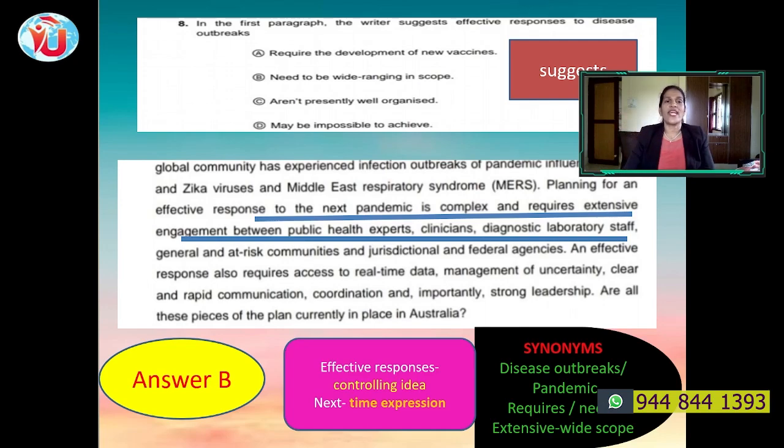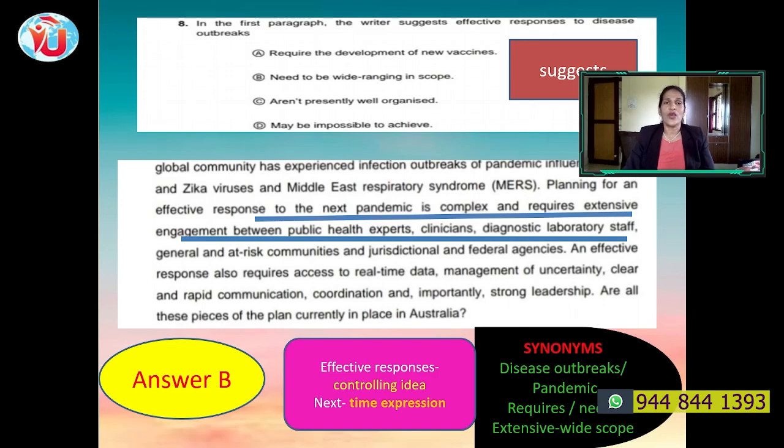So let's go to the text now. Global community has experienced infection outbreaks of pandemic influenza, Ebola and Zika viruses, and Middle East respiratory syndrome. Planning for an effective response to the next pandemic is complex and requires extensive engagement between public health experts, clinicians, diagnostic laboratory staff, general and at-risk communities, and jurisdictional and federal agencies.